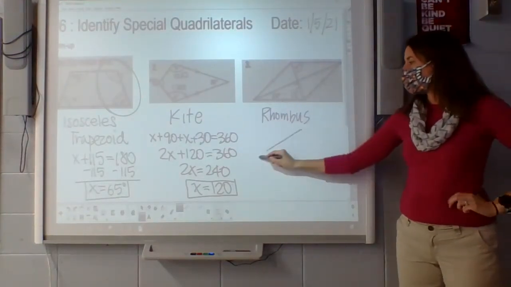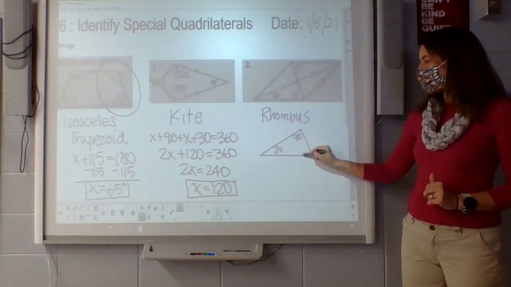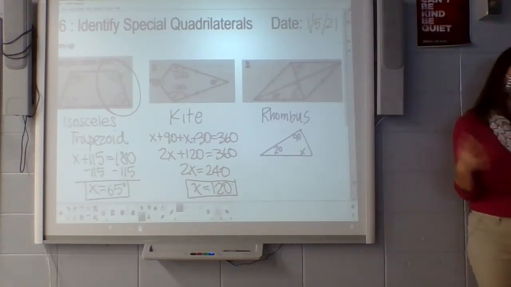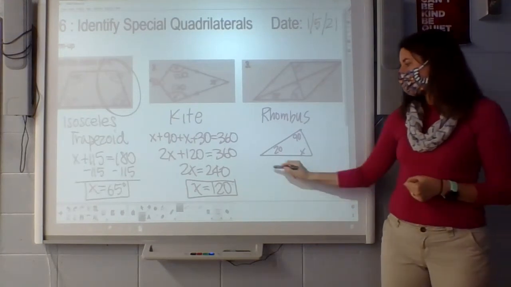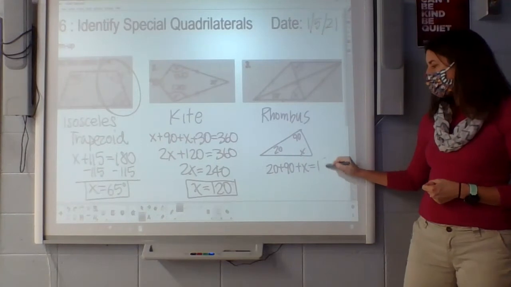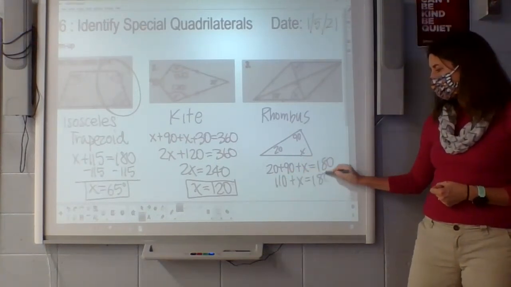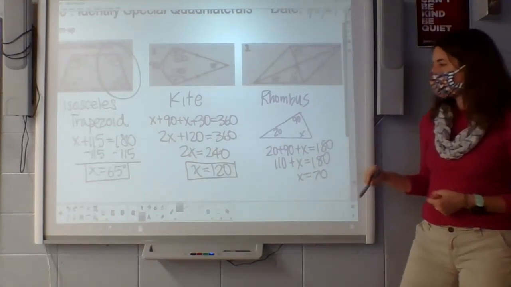So what we have here is a right triangle, where this is 90, this is 20, and then there's our x. So we're able to find that x value based off the fact that I know angles of a triangle add up to 180. So that's how we know that x has to be 70, because 20 plus 90 plus x equals 180. So we find out x is 70.